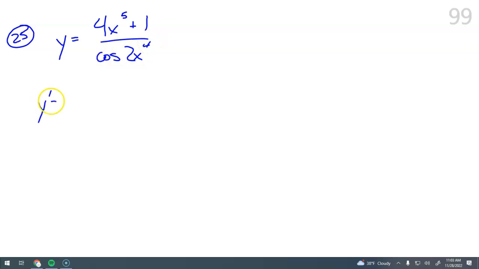So that's quotient rule, right? Because you got variable divided by variable. But on the bottom, within this quotient rule, this is going to be a chain rule where cosine's your big guy and 2x to the 4th is your little guy. So your quotient rule is f prime times g. So f prime is 20x to the 4th. And then you just leave the g alone.